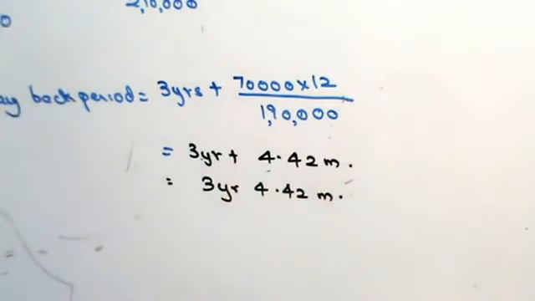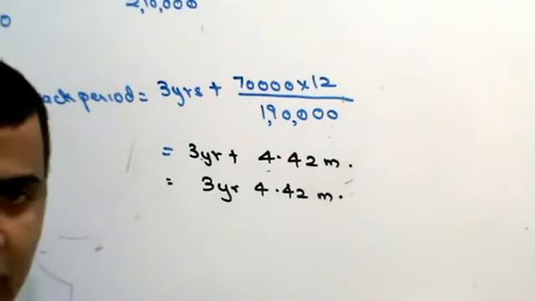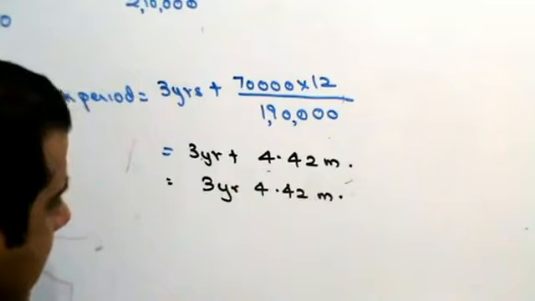So either you can write 3.36 years or you can write 3 years, 4.42 months. Right? Do you get this?